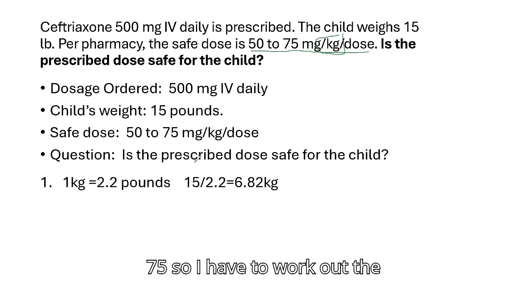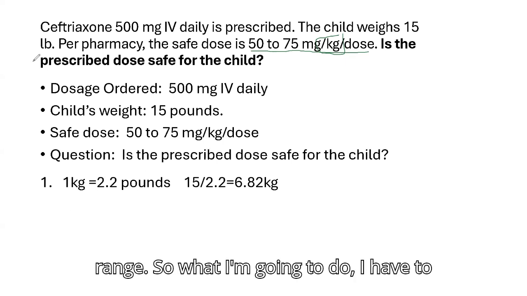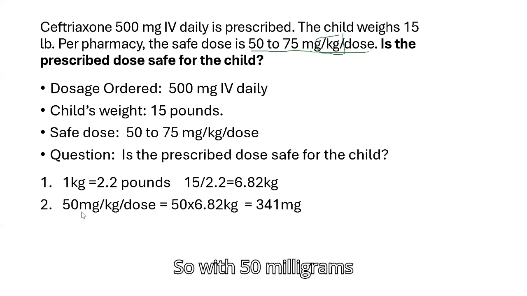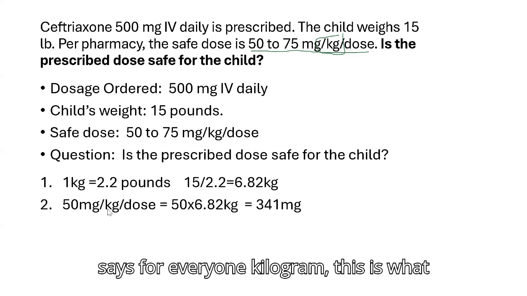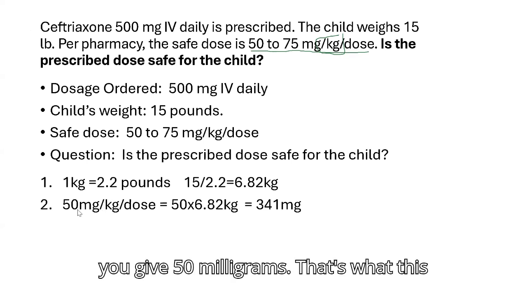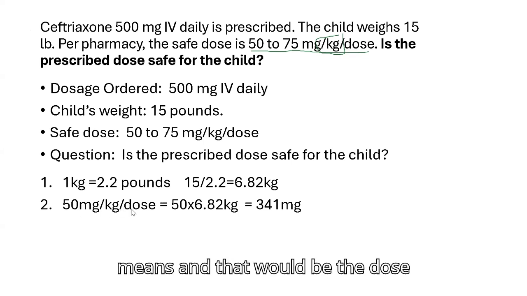Now, this is a range, 50 to 75. So I have to work out the range. What I'm going to do, I have to work out 50 first. So 50 milligrams times the weight, 6.82 kilograms. Because for every 1 kilogram, you give 50 milligrams. That's what this means. And that would be the dose.